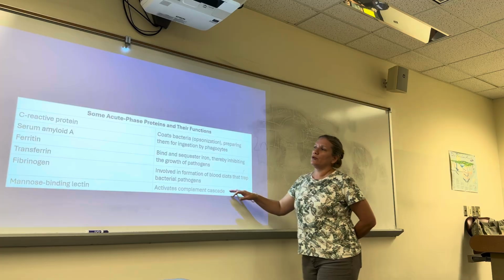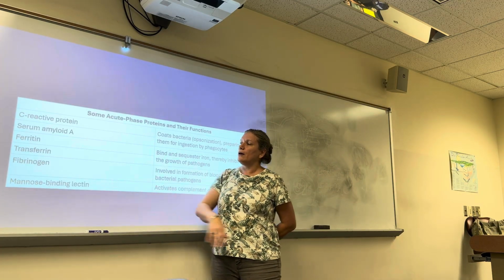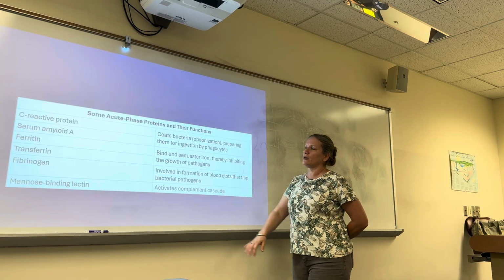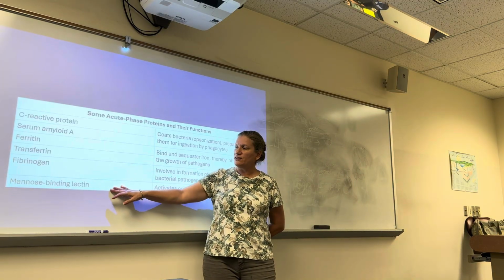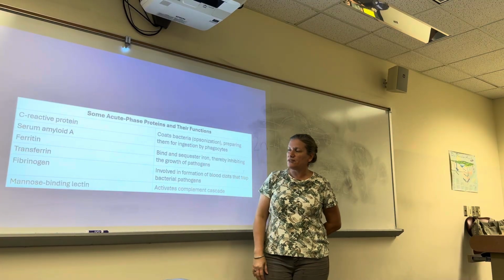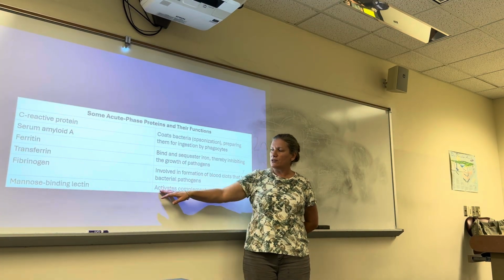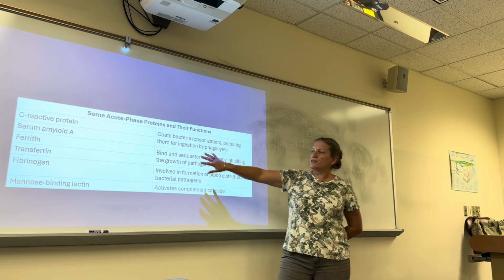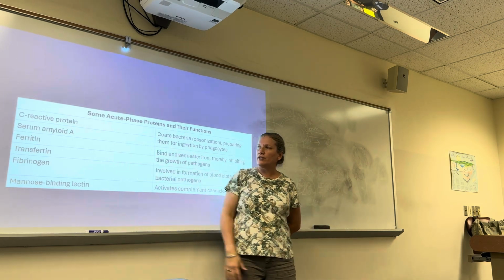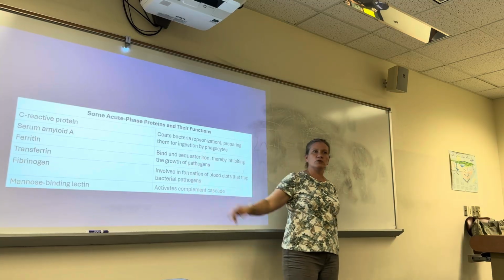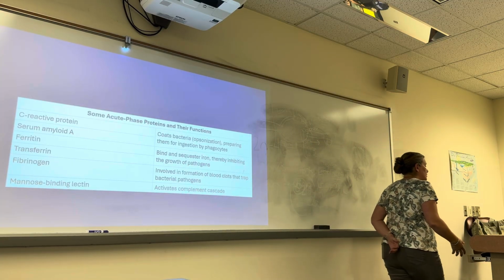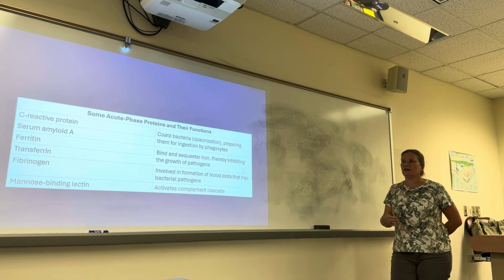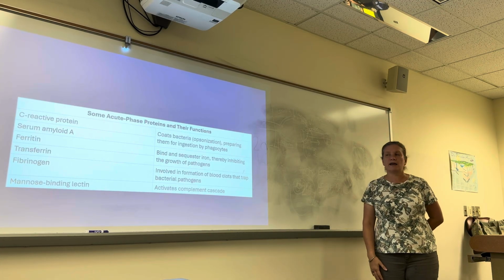Some of these we actually will be talking about as we go through this process. For instance, we are going to be talking about complement. Mannose binding lectins is one of the pathways to get the complement system activated. So that'll be discussed a little bit later when we go through the complement system. You can see here we have two, ferritin and transferrin, both of which are those iron binding proteins. So they pull the iron, making it less accessible, so that inhibits the growth of pathogens that require it for their metabolism.